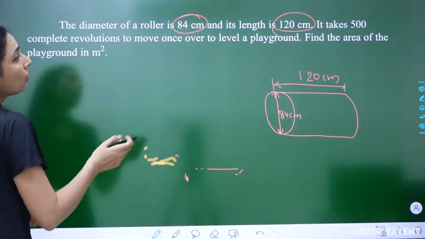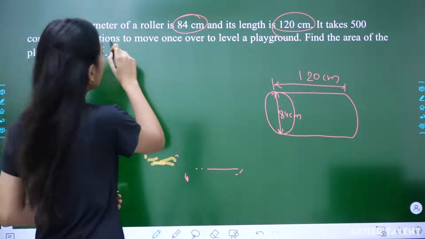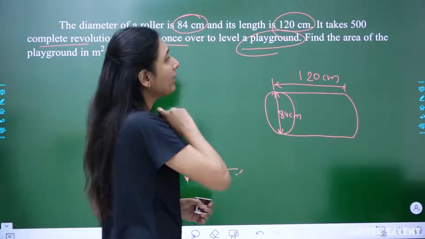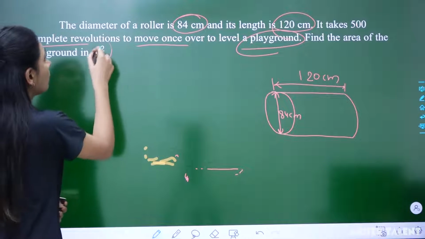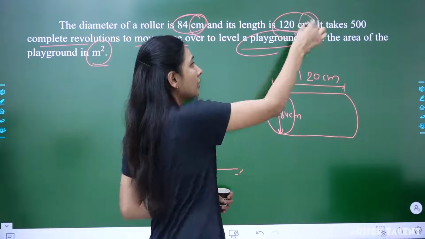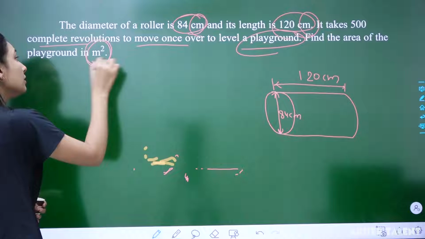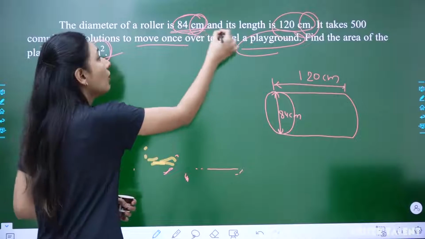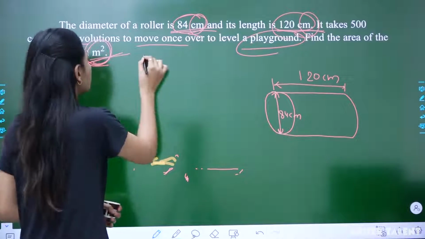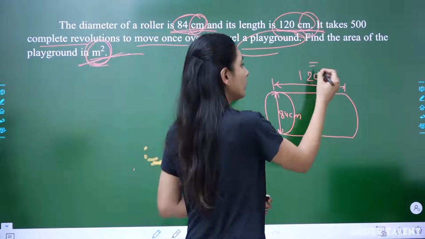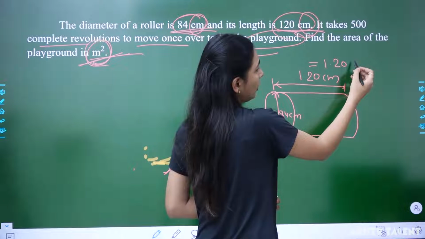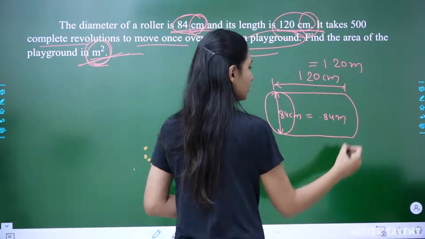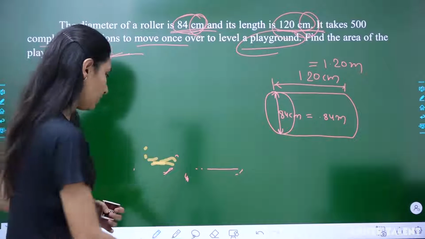So what's happening? It takes 500 complete revolutions to move once over the level playground. Find the area of the playground in meter squares. It is given in centimeters, but we have been asked for the answer in meter square. Very important step: always look at what units are given to you. So first, this in meters will be 1.20 meters and this will be 0.84 meters. Understood?